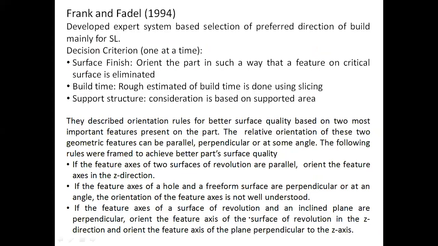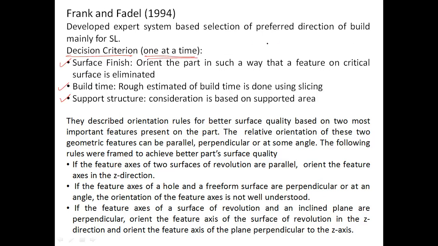So one of the first works that was done was by Frank and Fadel in 1994. And what they did was they developed an expert system based on selection of direction for build, mainly for the stereolithography process. So they took three basic criteria. The decision criteria were surface finish, build time, and support structure. But there was a hierarchy. All these criteria were taken one at a time.